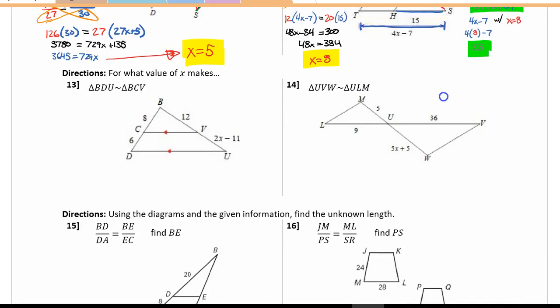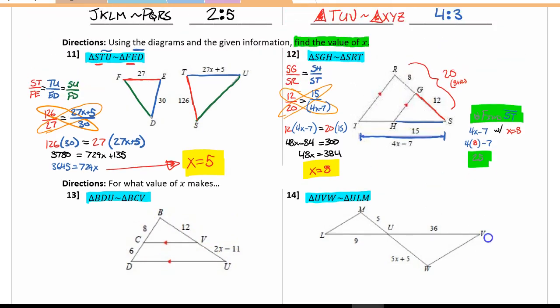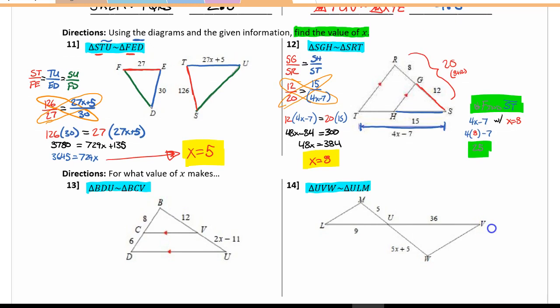All right. Question number 13 and 14. For what value of x makes the two triangles similar? So in this particular case, we don't know whether the triangles are similar yet. We need to actually show that they're similar by, in this case, finding the value of x that makes the sides proportional. So it is set up very similar to questions 11 and 12.